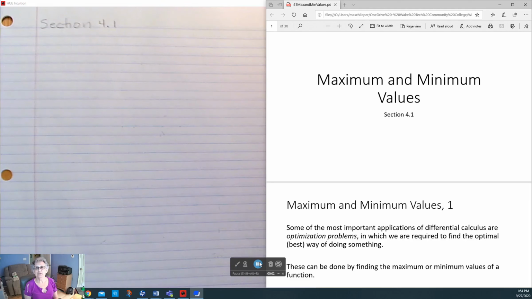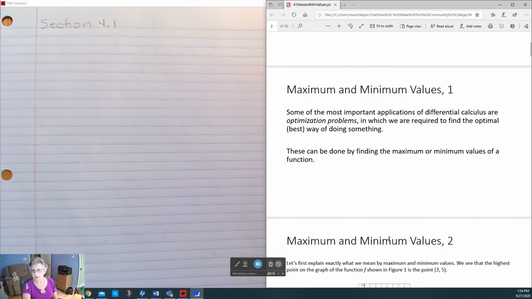Alrighty, moving on to chapter 4 now, max and min values. Hopefully you've gone through the Desmos activity already, because I'm not going to spend much time on defining max and min values. And also they're kind of intuitively obvious. But one of the big things that we do in differential calculus is optimization problems, finding the least expensive or the biggest. So these are optimization problems, finding maxes and mins.